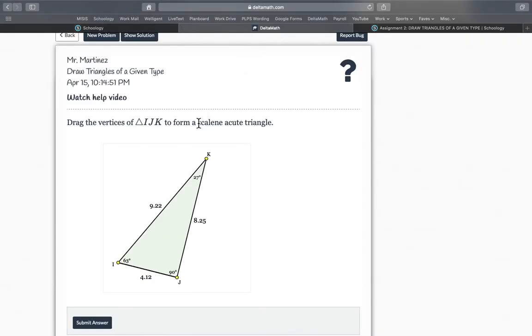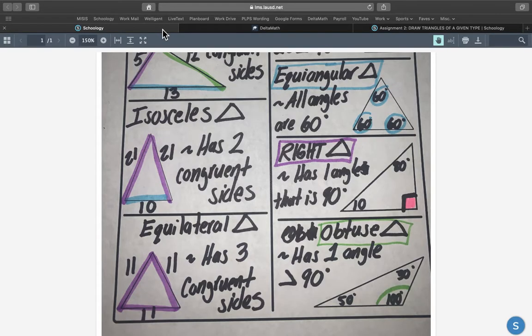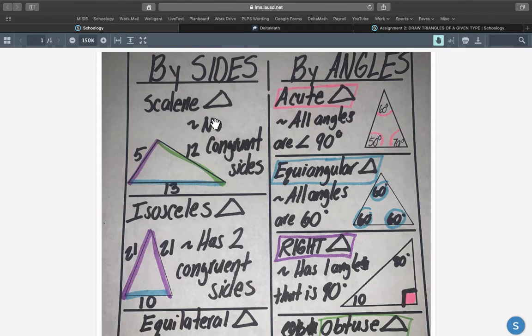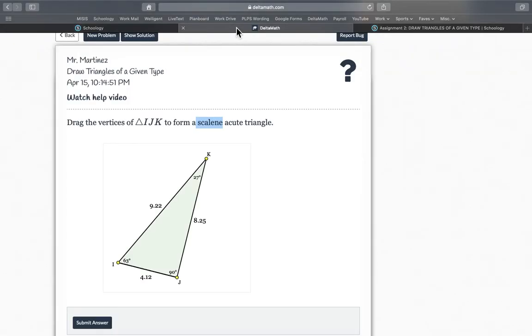So let's see. Let's draw. So here it says to form a scalene acute triangle. So let's deal with scalene first. So scalene means no congruent sides. All three sides are different. No sides are the same. So I have 9.22, 8.25, 4.12. Perfect. I have all three sides different. So we got the scalene part taken care of.